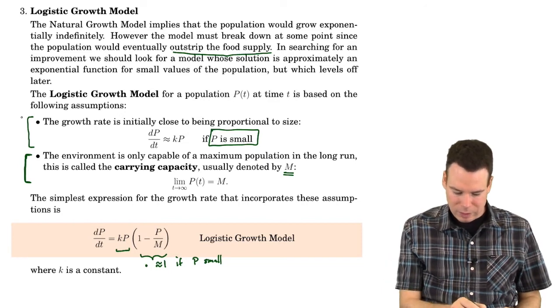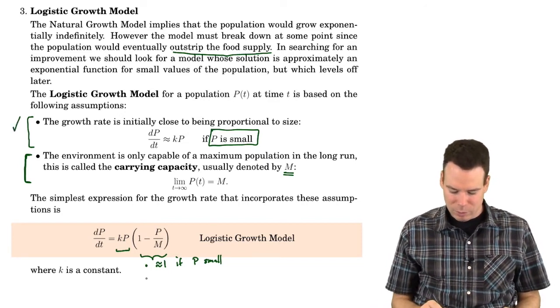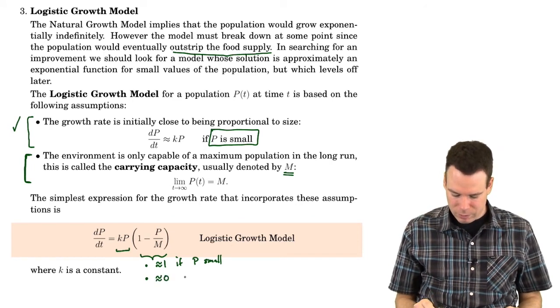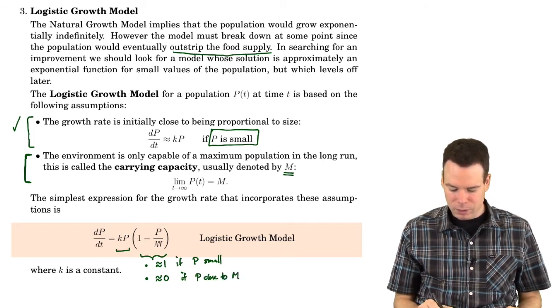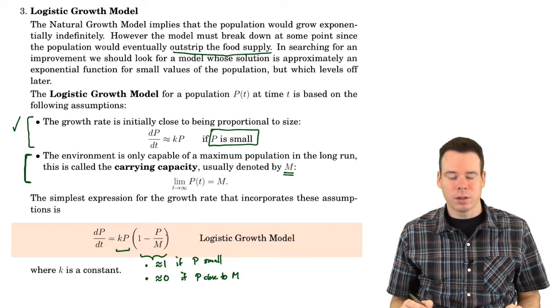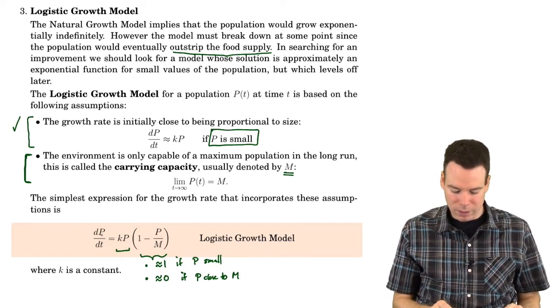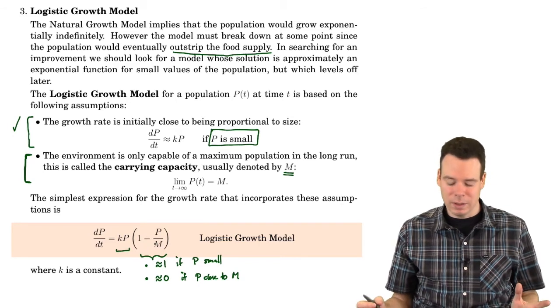So that means that we're getting this first condition satisfied. What about the second condition? Well, this is approximately 0 if p is close to m. If p is close to m, p over m is close to 1, and 1 minus 1 is close to 0. So this is close to 0, which means the population's not growing. The rate of change in the population would be approximately 0.